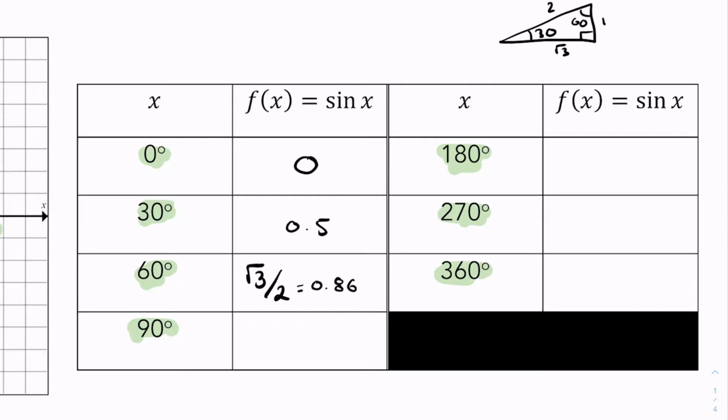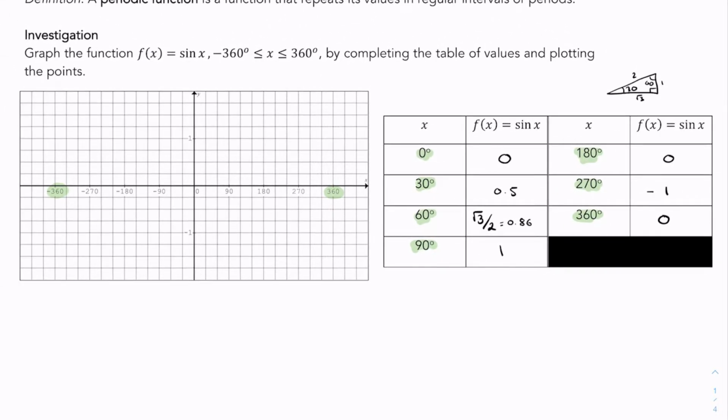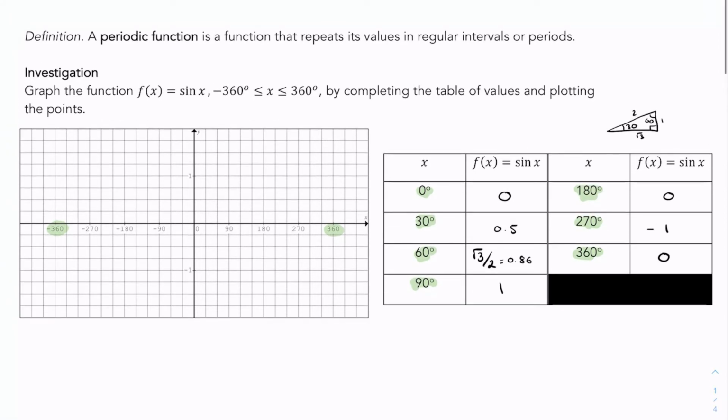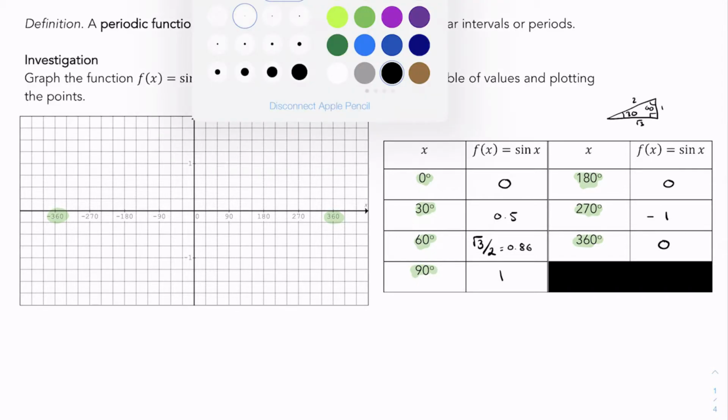Sine of 90, we know that to be 1. Sine of 180 is going to be 0. 270 is going to be negative 1, and 360 will be 0. Okay, so I have all my points over here, and my next job is to graph them on my grid here. So I'm just going to go with a slightly larger point. Let's pick that one there.